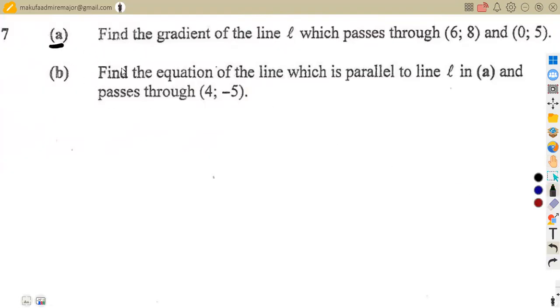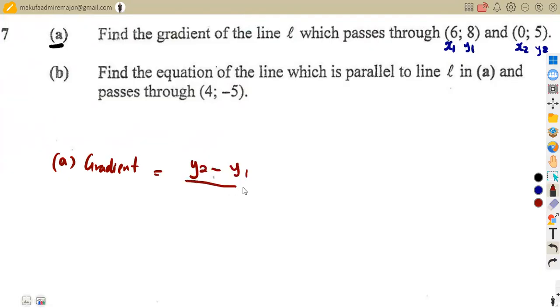All right, on number A of question 7, find the gradient of a line L which passes through the points (6, 8) and (0, 5). If given 2 points on a line, remember to find the gradient, you're going to have x1, y1, and we've got x2, y2, whereby we say that the gradient of a line is simply the change in y over the change in x. So that means our gradient is going to be y2 minus y1 over x2 minus x1. The change in y over the change in x.